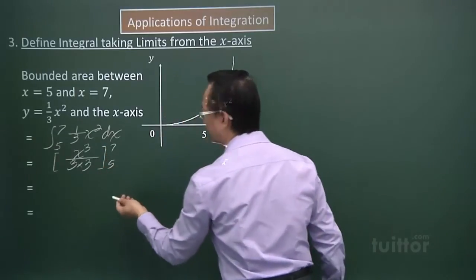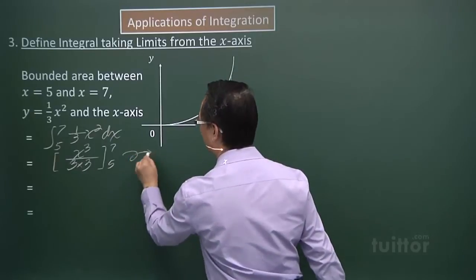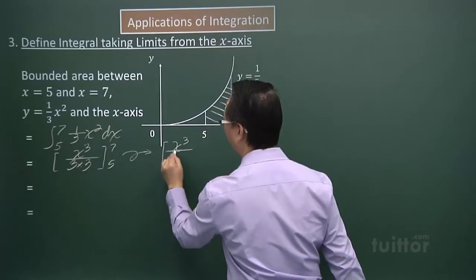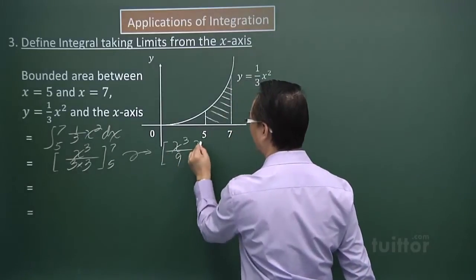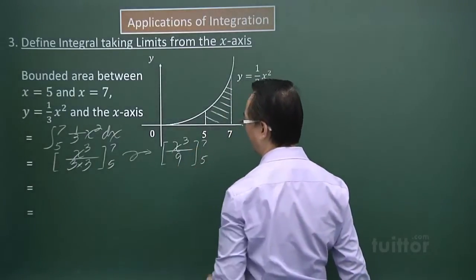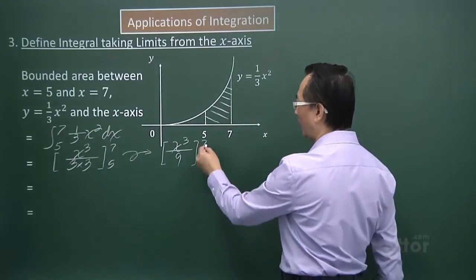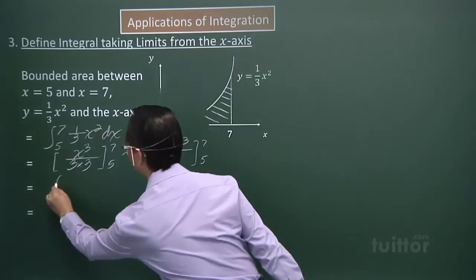So this can be rewritten as x to the power of 3 over 9. Upper limit is 7, lower limit is 5. The next step I'll be doing substitution. Put in the upper limit first, which is 7.